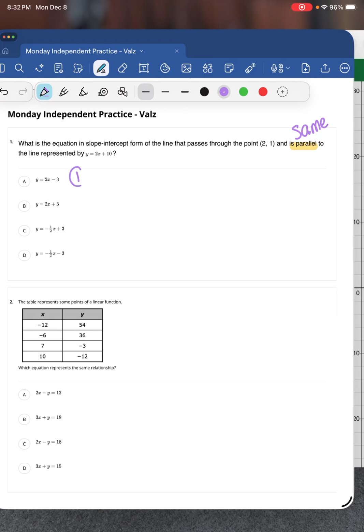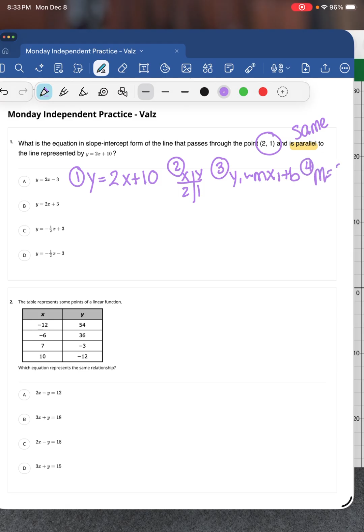So step 1 is the original equation. So we have y equals 2x plus 10. Step 2 is to plug in our point, right? So we make a table in Desmos. I'm going to write it in table form so I remember. Step 3 is to write the equation. So y1 tilde mx1 plus b. And step 4 is to write the slope.